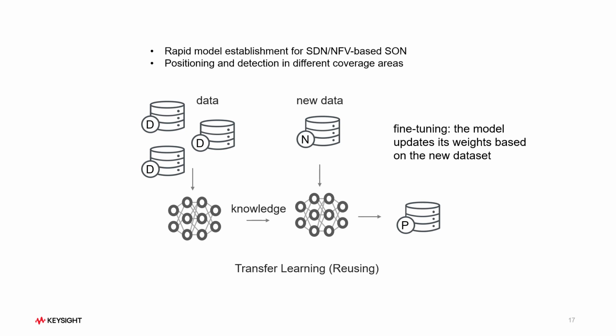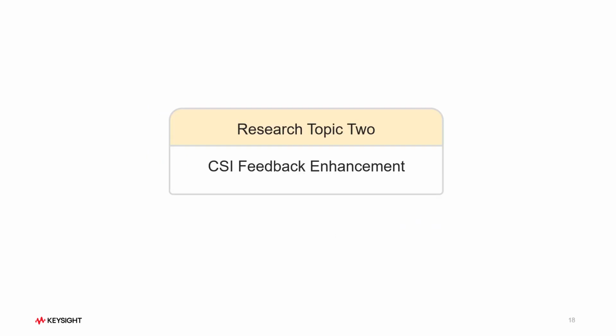Popular examples include using pre-trained deep neural networks like BERT for natural language understanding tasks, or using pre-trained image classification models for specific object detection tasks. In our case, it's online channel estimation. Now, let's proceed to our second research topic, which is the improvement of channel state information feedback.